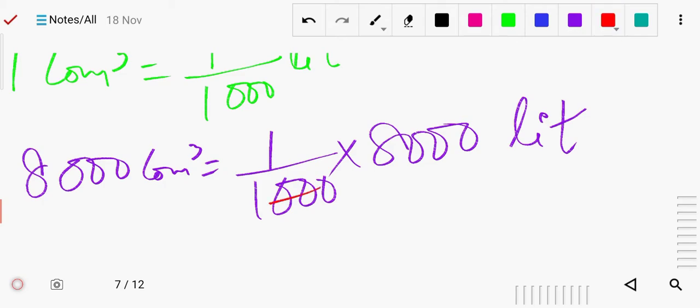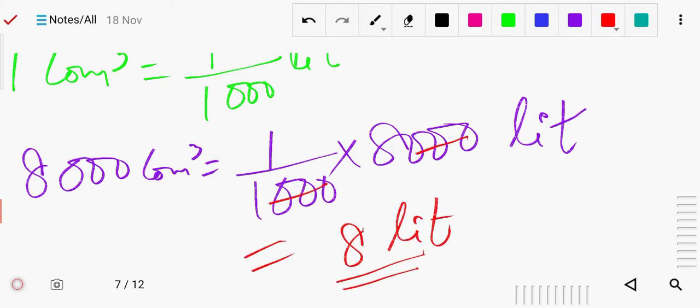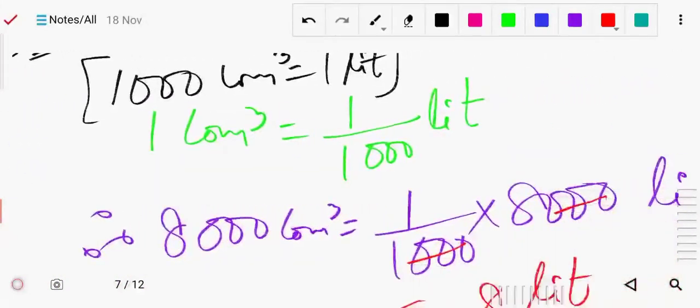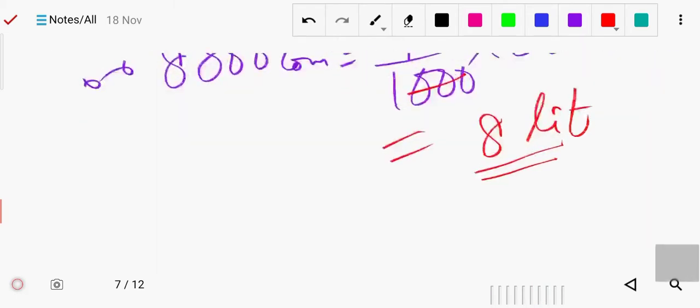Now we can cancel the zeros, so only 8 liters is left. That's your answer, 8 liters. Got it? So in this way we can do it. This is your solution.